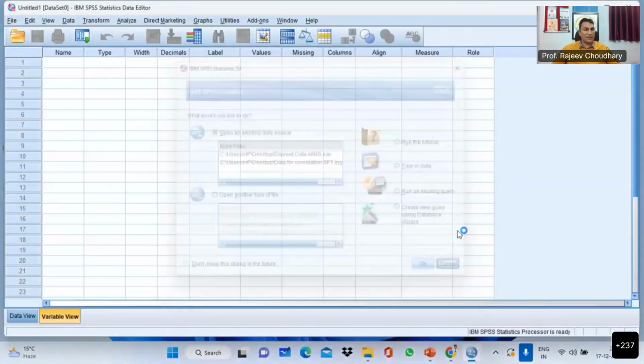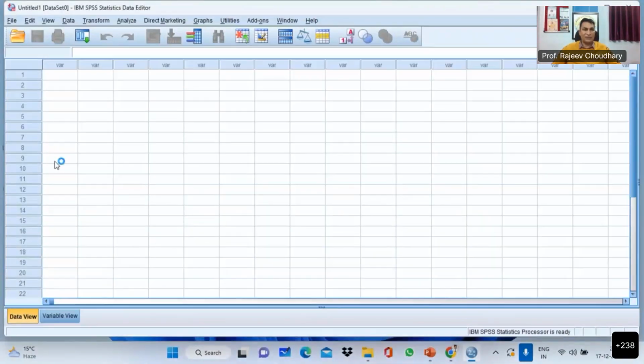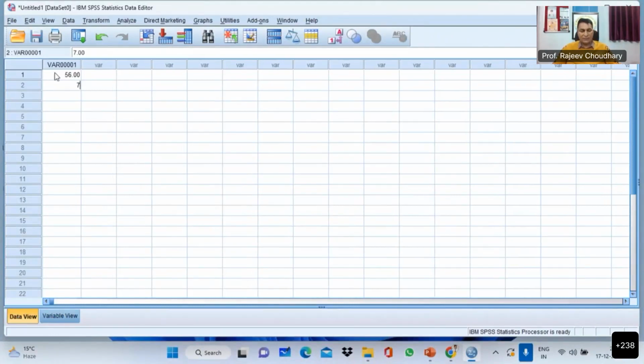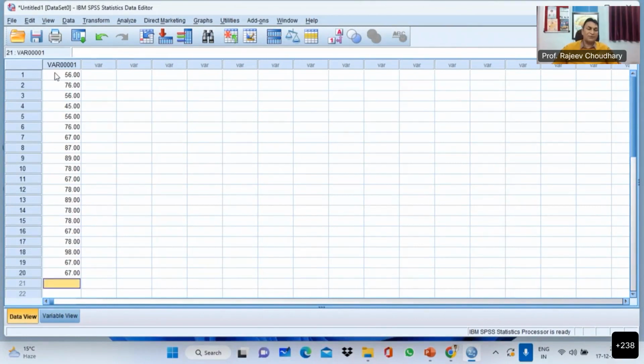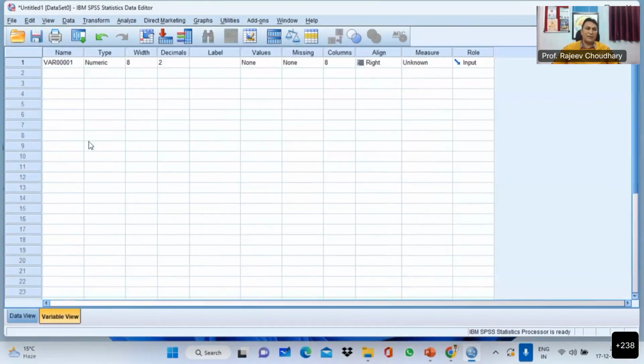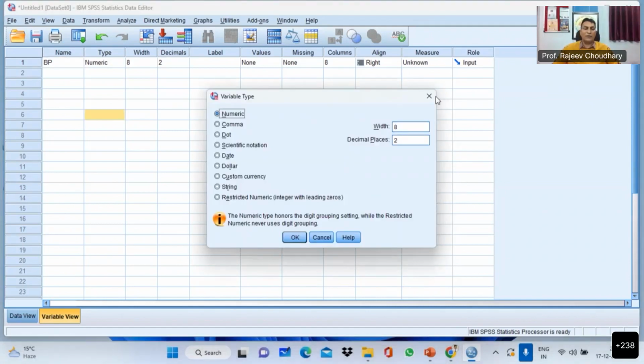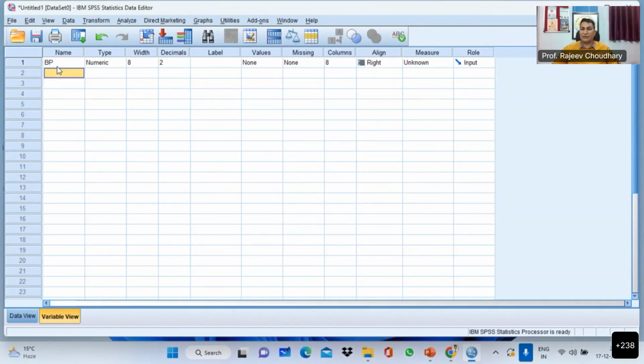Since we have to decide whether we have to apply parametric or non-parametric, see, I am entering only 20 scores of any variable. Maybe these are hypothetical data, maybe blood pressure. These are hypothetical scores, and I entered 20 scores, and I am giving the name blood pressure. Is it normally distributed? How many methods do we have to test the normality? We know that we have 3 methods.